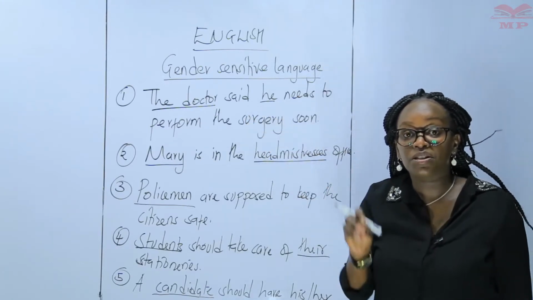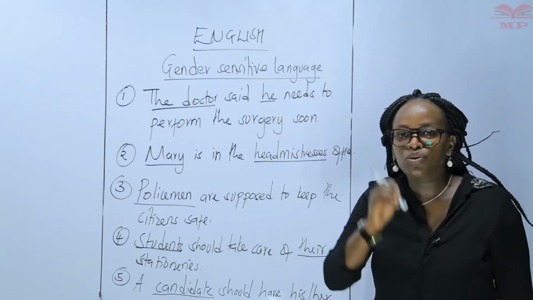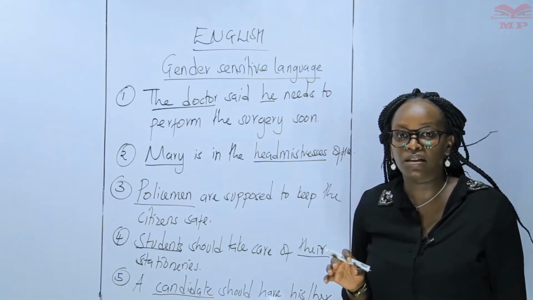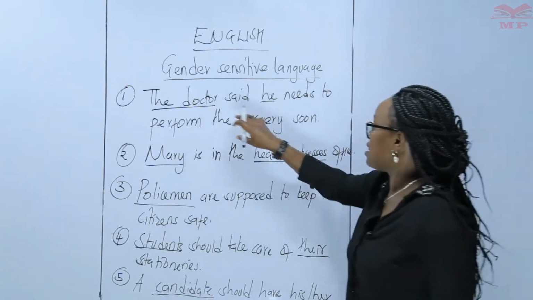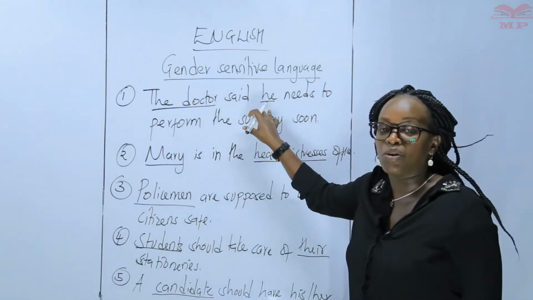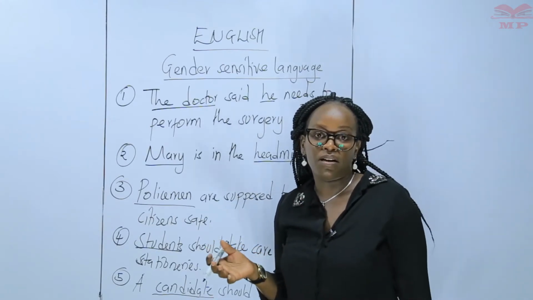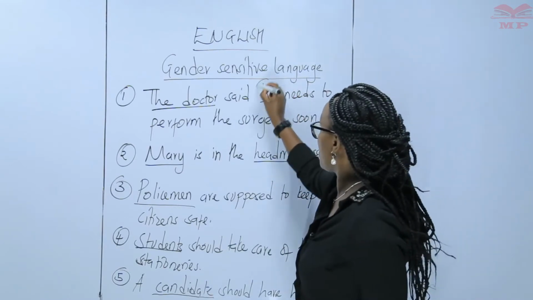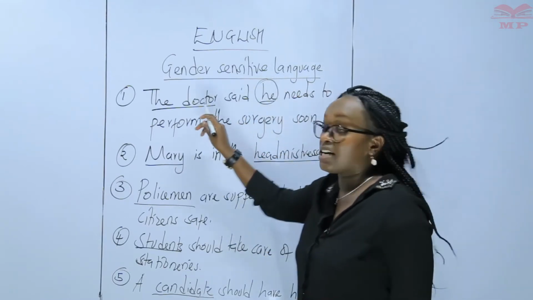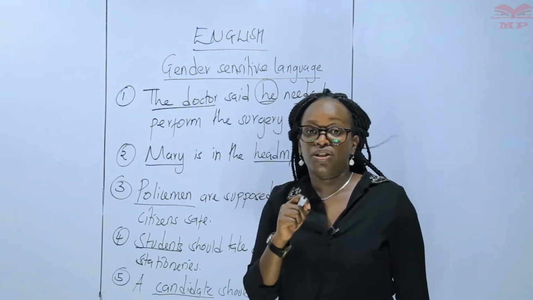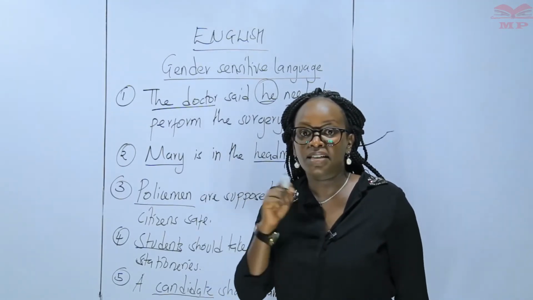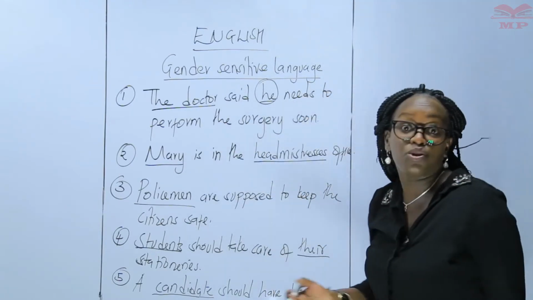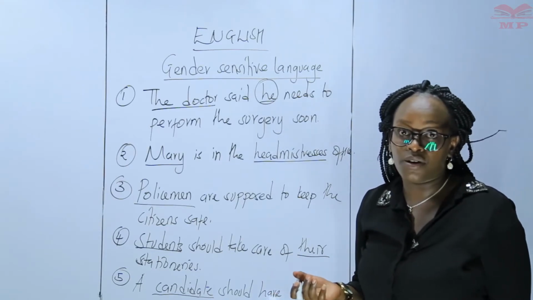We also have doctors that are female, and because we do not know the specific gender of the person that we are addressing, it would be wrong to just say the doctor said he, because maybe the doctor is female. So what do you think she's going to feel if you are referring to her as being a he? So this sentence is gender insensitive, and we could change it to be gender sensitive by saying the doctor said he or she, because we don't know the gender of the doctor.